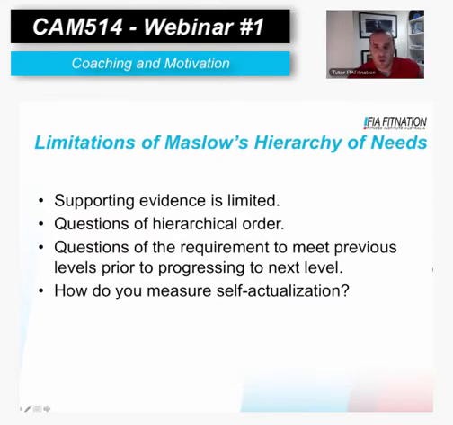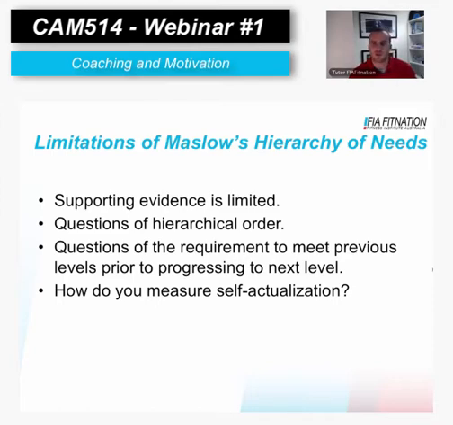Some of the limitations, however, with this theory is that some of the supporting evidence has really been questioned. It's quite an old theory, and obviously as more research has been done, people have started to raise a couple of issues with it. First of all, one of the questions is the hierarchical order. Does it need to be achieved in that way? Is that the correct order to have them in? And obviously we're suggesting that some of our clients are trying to achieve the esteem needs, which is second from top, when they maybe haven't addressed the food needs at the bottom. So there's obvious questions there.